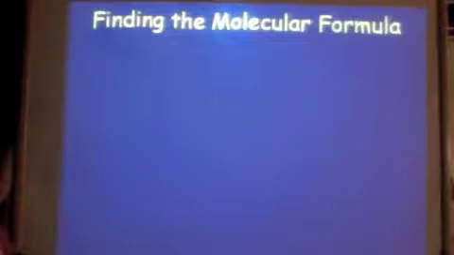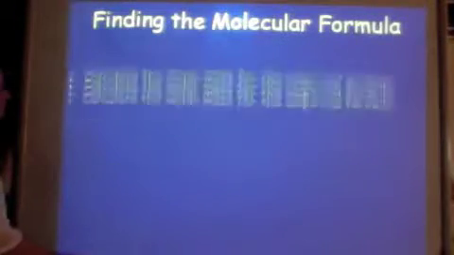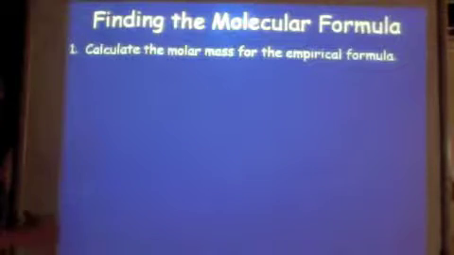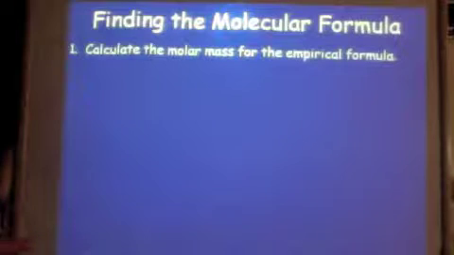Part 3 is finding the molecular formula. So there's a lot of different steps up here, and it breaks it down for you so you can follow the steps. When I do the actual problems, I'm going to make it a little bit easier than these steps, but some people need the actual words to show them.